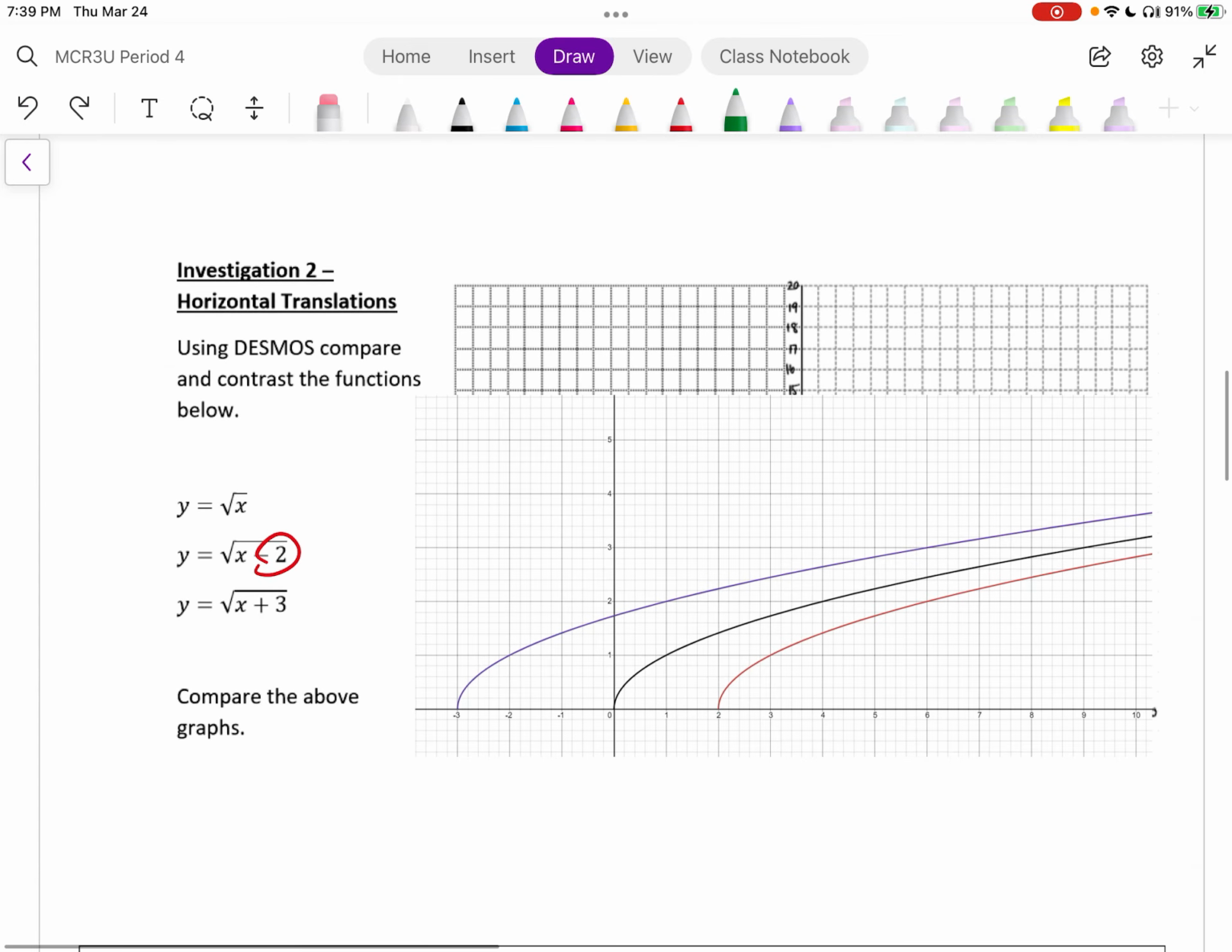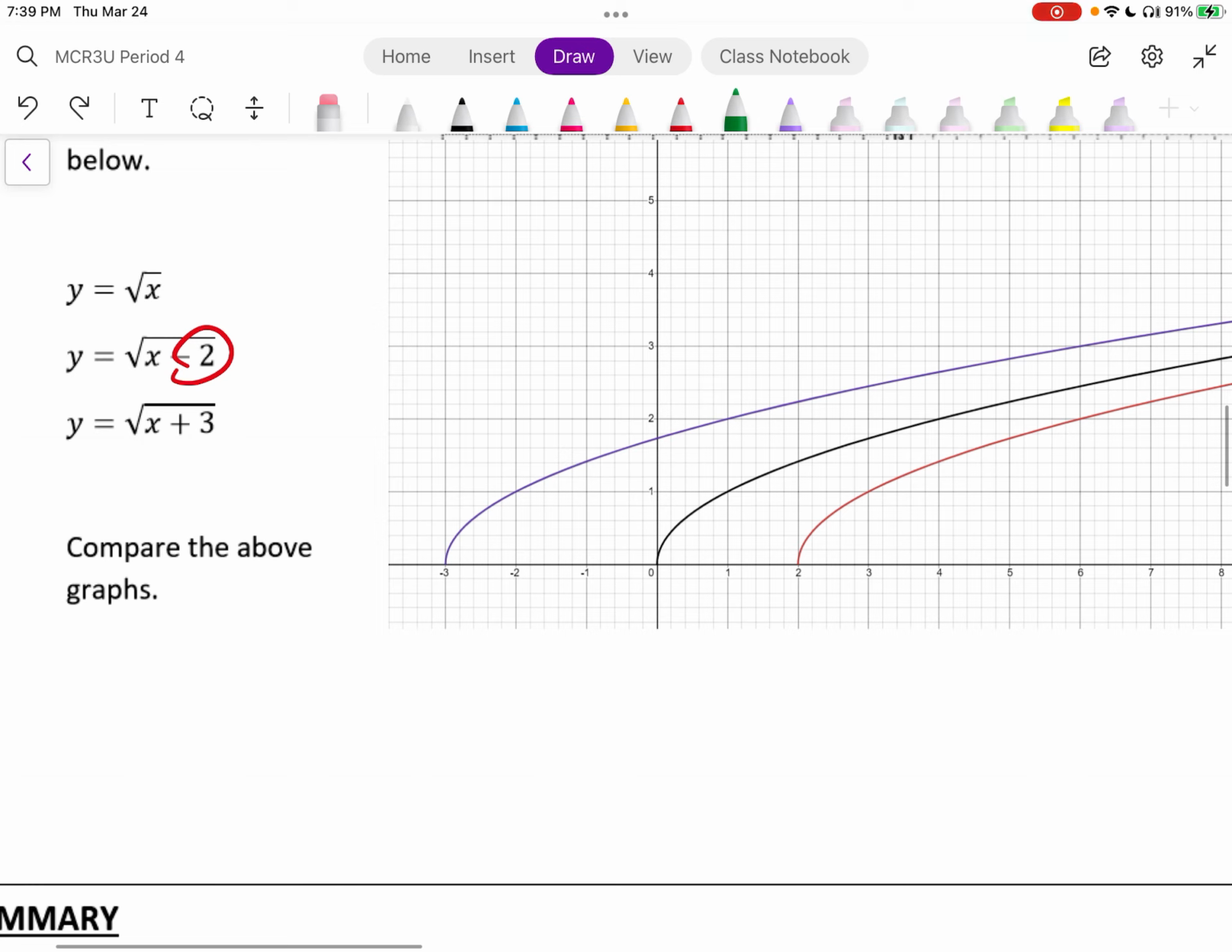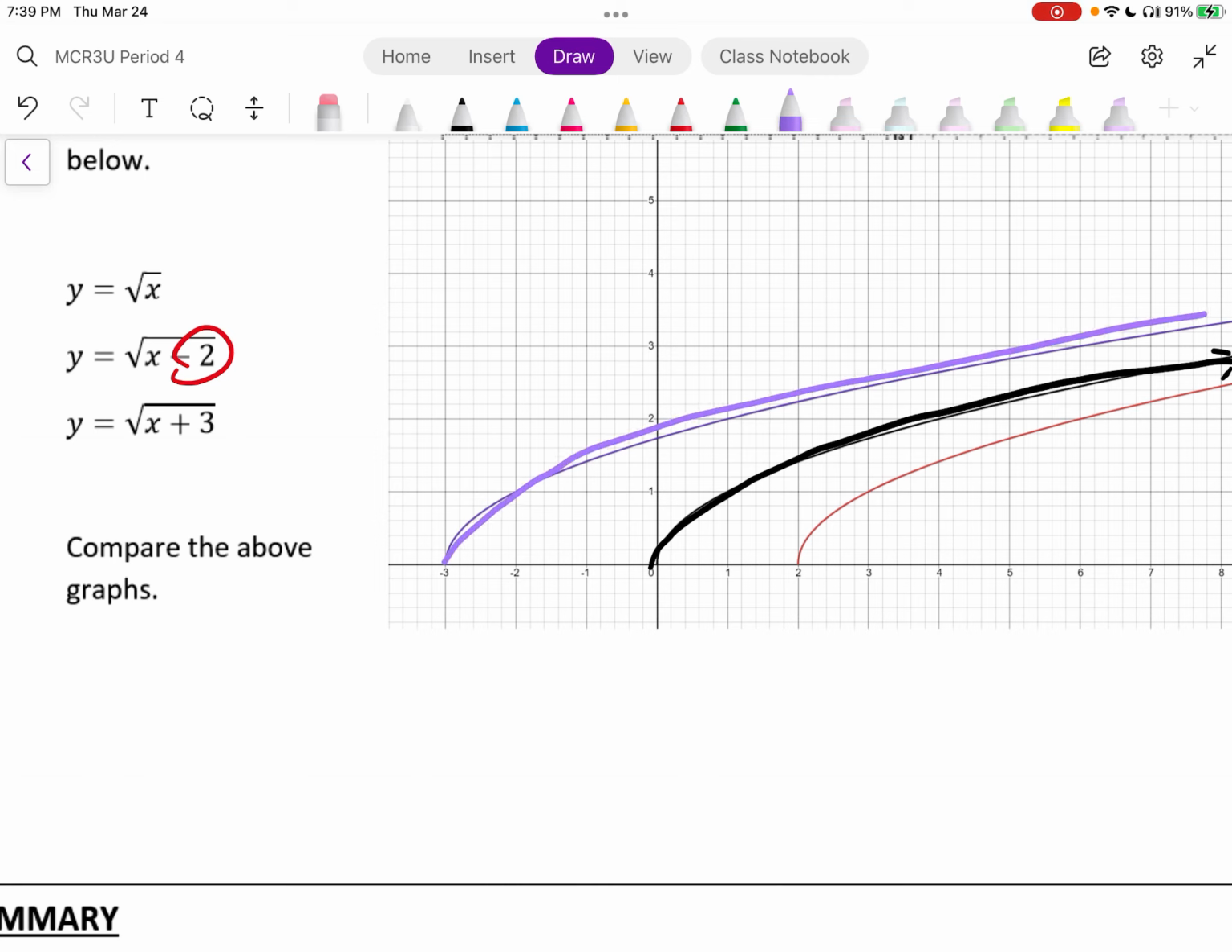With horizontal translations, here is our base function, which is just the dark black line right there. Then we have the purple, which is going to be our function right here, and then we have the red, which is our function right here. So I'm just going to highlight these. I highlighted the red as pink because I just didn't have a red highlighter, and for the purple, it's going to be this purpley color, right?